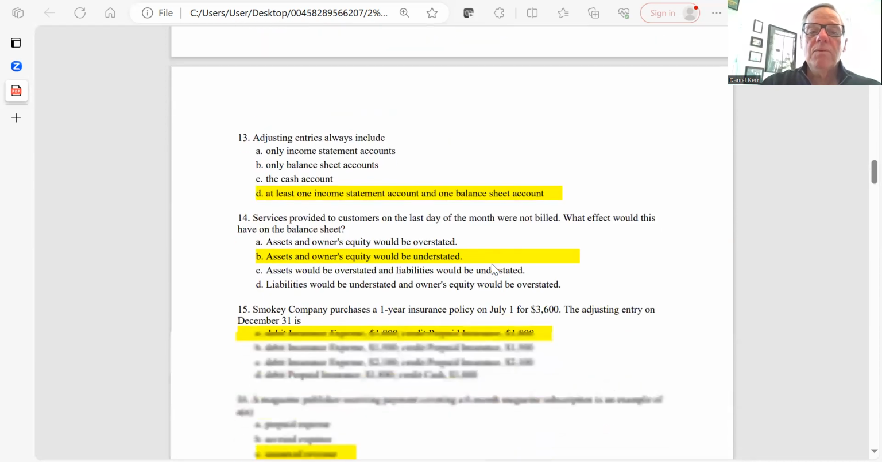Now we get to chapter 3, which had to do with adjusting entries. And adjusting entries always include a balance sheet account and an income statement account. So the answer there is D.